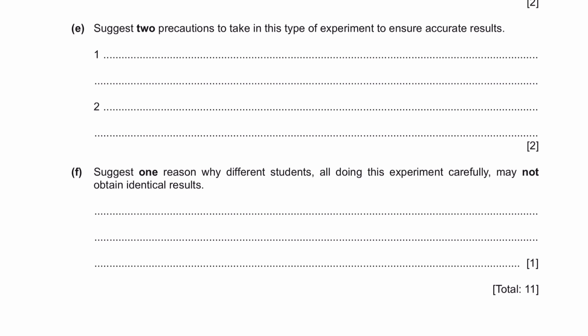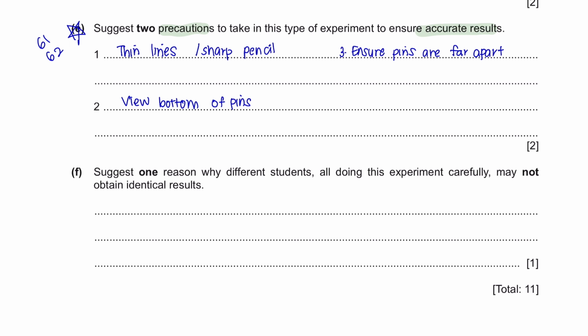Question E. Suggest 2 precautions to take in this type of experiment to ensure accurate results. I have gone through this in the video for paper 6 variant 6.1 and 6.2. If you want a more detailed explanation, please watch and refer to that video. Question F. Suggest one reason why different students, all doing this experiment carefully, may not obtain identical results. It is difficult to align the pins along the reflected ray, so this may result in different students obtaining different results.